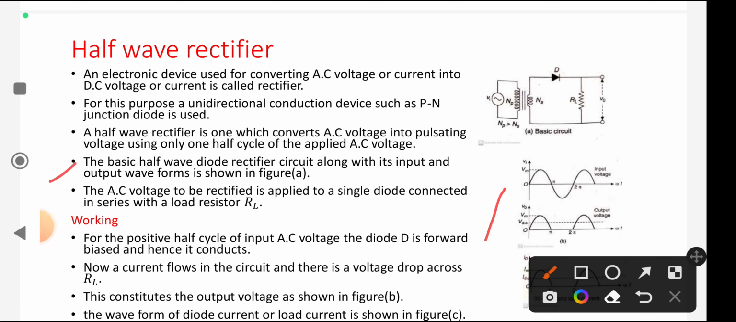Next, the basic half wave diode rectifier circuit along with its input and output waveform is shown in figure A. So it is a basic diagram.